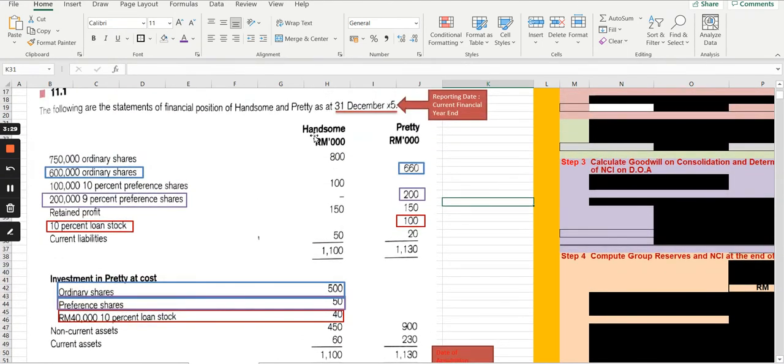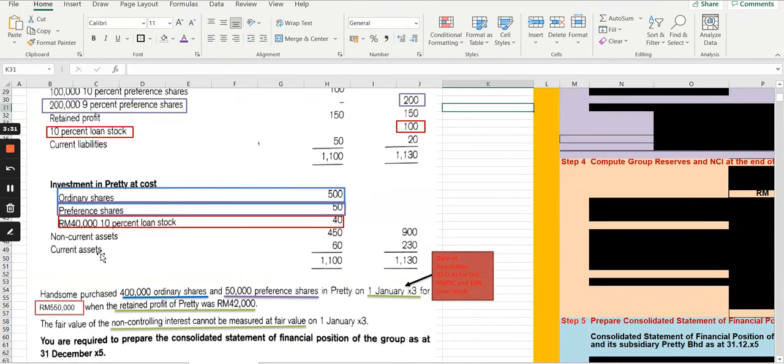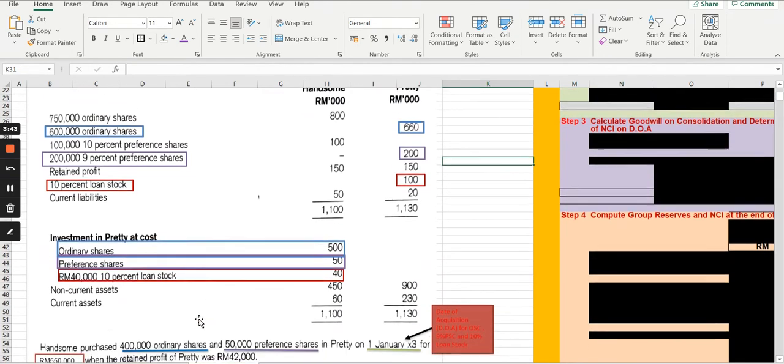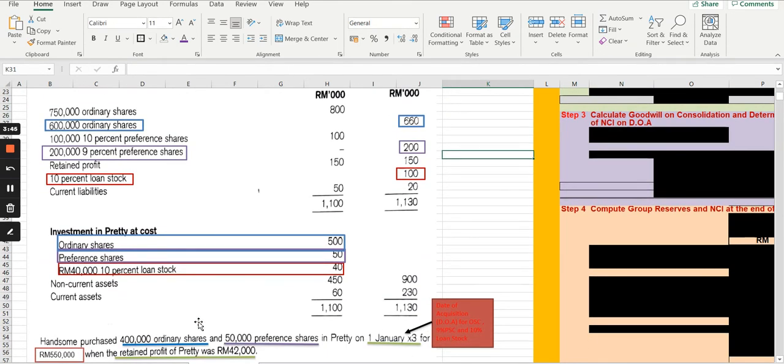Here the parent is Handsome. How do we know the parent is Handsome? Because Handsome is the one that purchased the shares in the subsidiary company. Here the subsidiary company is Pretty, because the acquisition is more than 50%. And as a simple indicator, an acquisition of more than 50% is likely to give you voting power, a majority. So basically that will give you the control.